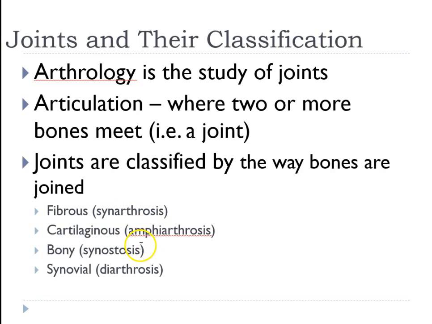The difference between the bony one and the fibrous one, because they both don't move, is that the fibrous one is still like a suture or a broken line, whereas the bony one has calcified over time, and you can't even articulate where one bone starts and one bone ends.